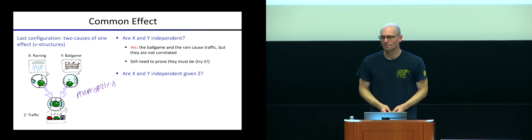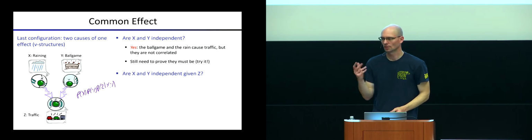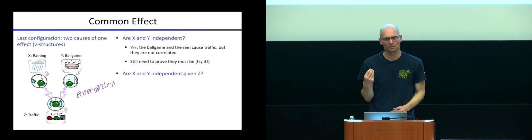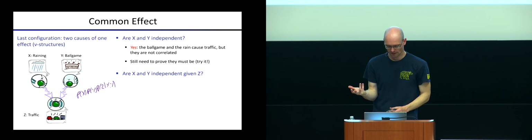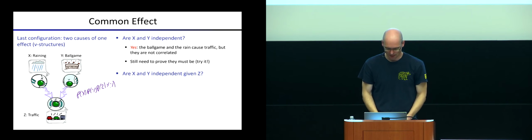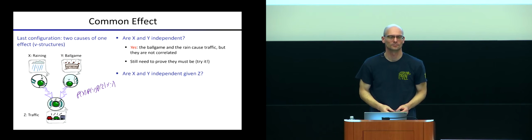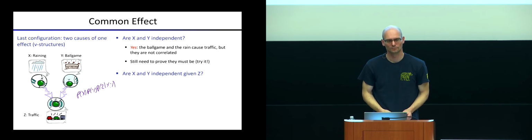Are x and y independent given z? So once you know z, once you know there is traffic, is there now any influence between x and y, or are they still independent? Who thinks they are now not independent anymore? Why? Because we know there's traffic.